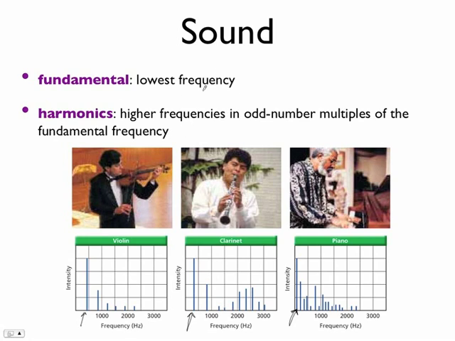And then harmonics are these higher frequencies in odd number multiples of the fundamental frequency. So 1 is the fundamental, and then 3, 5, 7, 9. These are like different harmonics of the instrument. Maybe you guys in band or orchestra talk about harmonics.